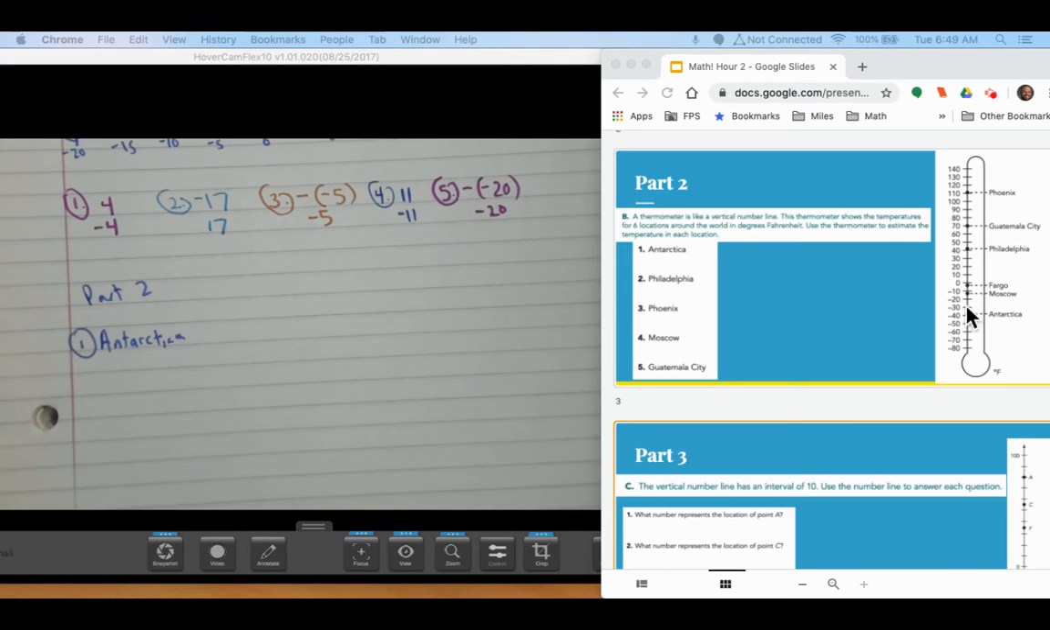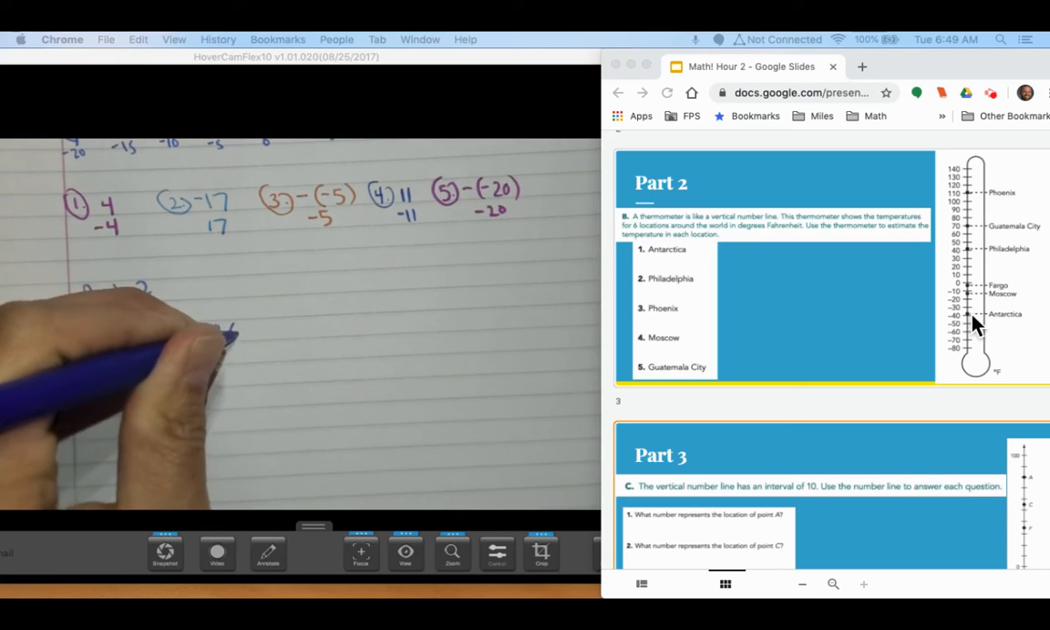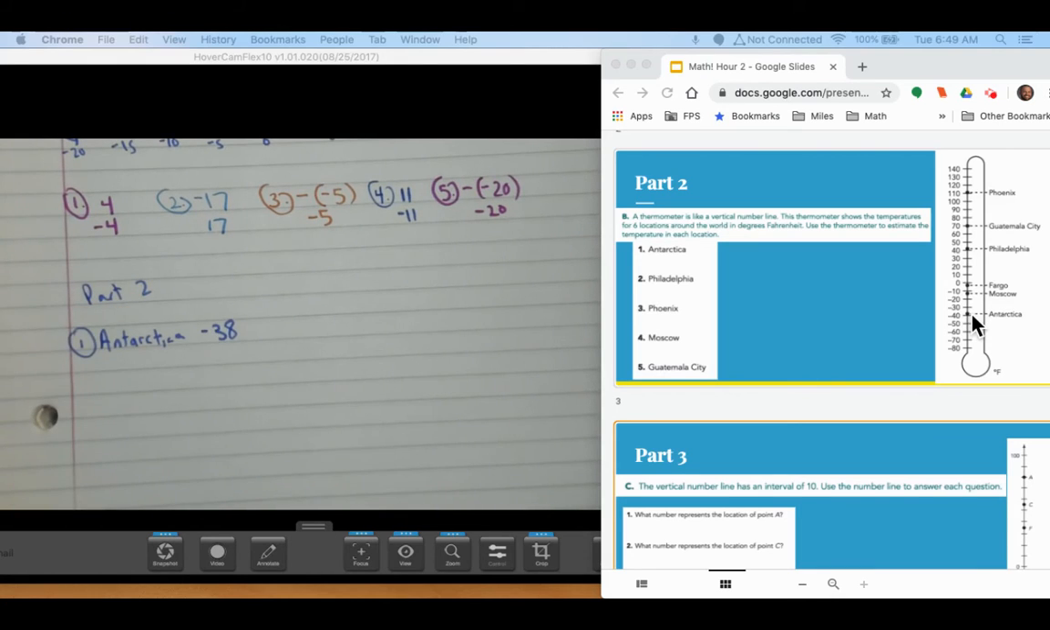Number 1 is Antarctica. I see it's between -30 and -40. I see it's closer to -40. And so I'm going to say -38 would be my estimate because it's not on -40. It's a little warmer than that. Number 2, you should pause it and do it and then play the video.